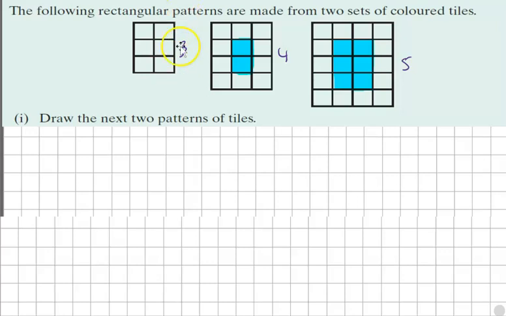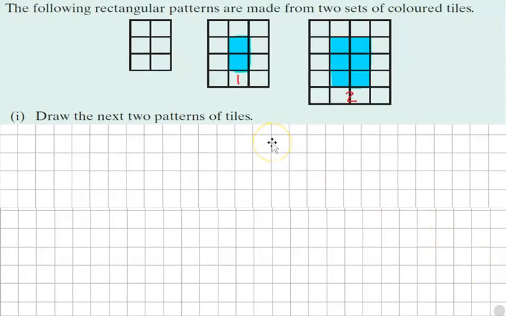In terms of the height of the shapes, the first term is 3 squares in height, or 3 squares tall. The second term is 4 squares tall, and the next term is 5 squares tall. So the next one will have a height of 6 squares, and the one after that will have a height of 7 squares.